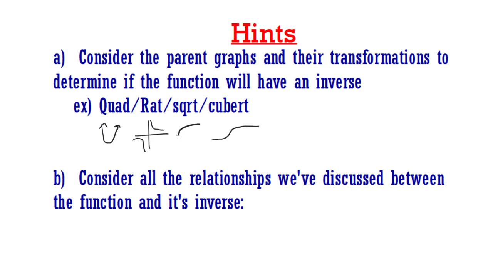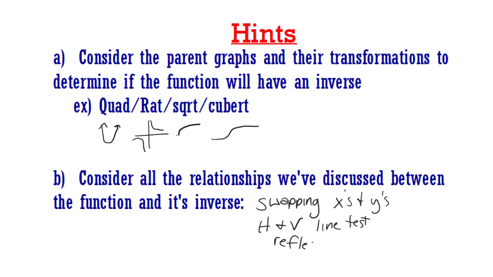So just going back, maybe think absolute values or whatever functions that we've already graphed. Will they pass a horizontal and vertical line test? All right, so again, you're considering all the stuff: swapping x's and y's, the horizontal and vertical line tests, the reflecting over the y equals x line. So many different relationships here that we've talked about. But among all of those, you should be okay on your homework.